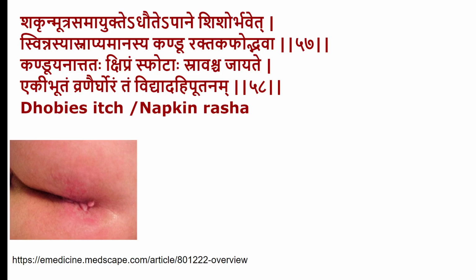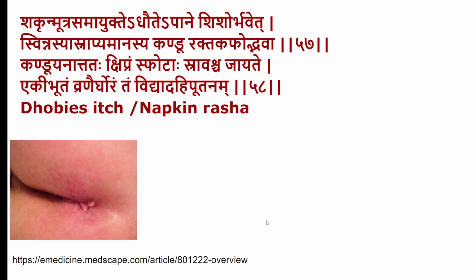Ahiputana is a शकन्मूत्र समायुक्ते अधोते अपाने शिशोः भवेत् शिन्नस्य आश्राप्यमानस्य कण्डूः रक्तकफोद्भव कण्डूयनात् ततः क्षिप्रं स्फोटाः श्रावश्च जायते एकीभूतं व्रणेः घोरं तं विद्यात् अहिपूतनं, which is also called as Dobie itch or napkin rashes, which is rashes, that is spelling mistake, typing error.